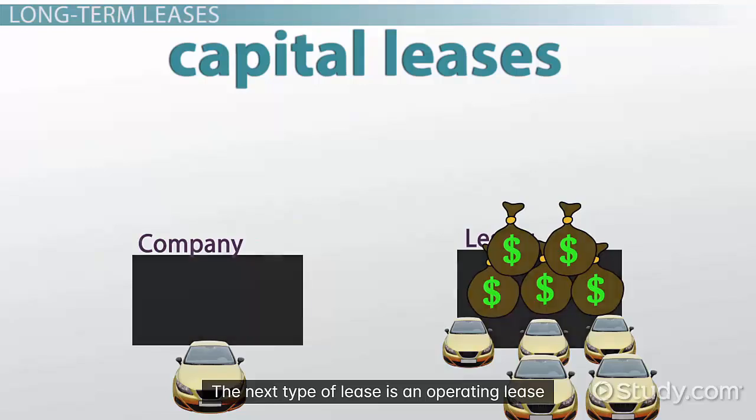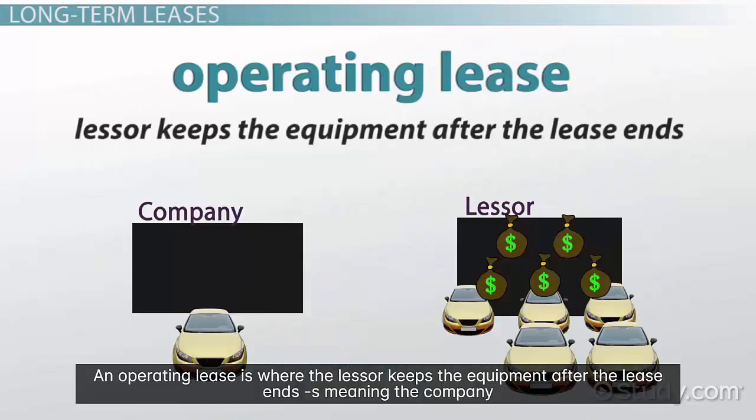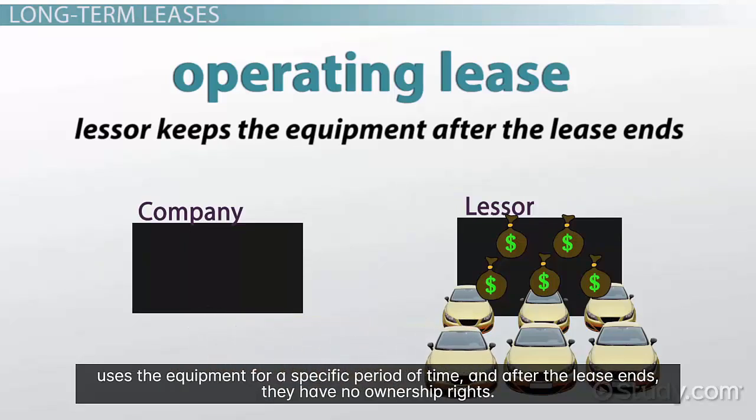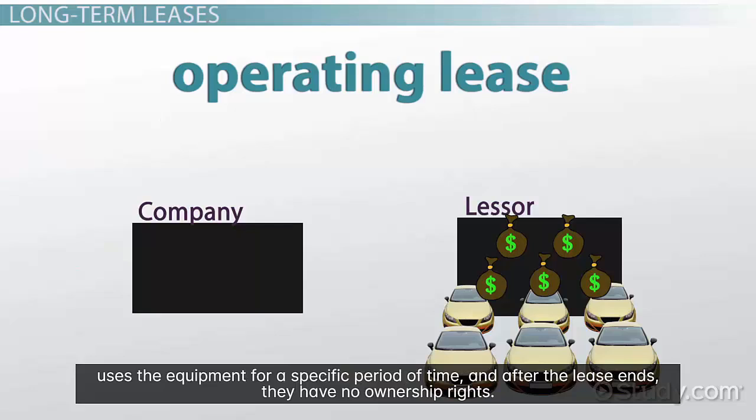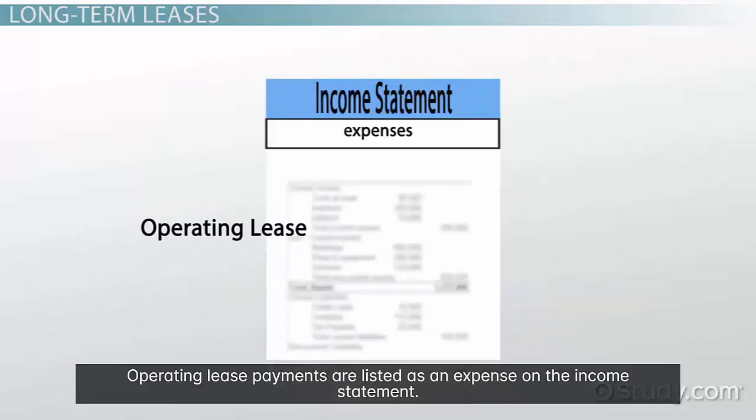The next type of lease is an operating lease. An operating lease is where the lessor keeps the equipment after the lease ends, meaning the company uses the equipment for a specific period of time, and after the lease ends, they have no ownership rights. Operating lease payments are listed as an expense on the income statement.